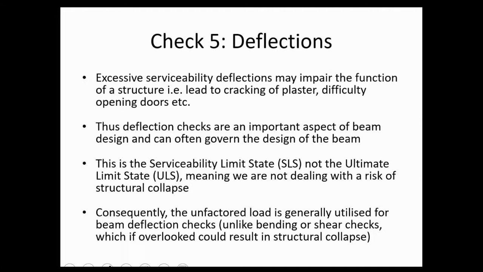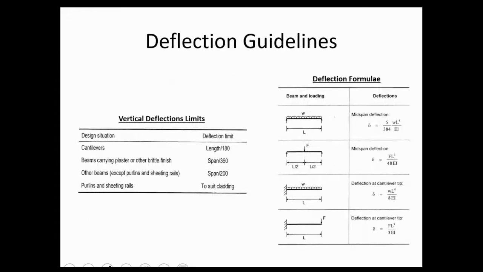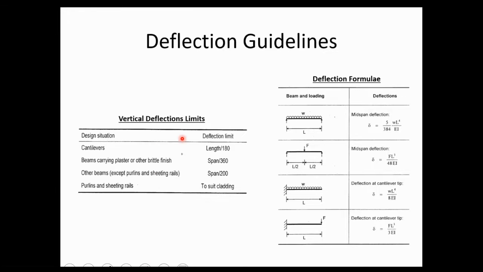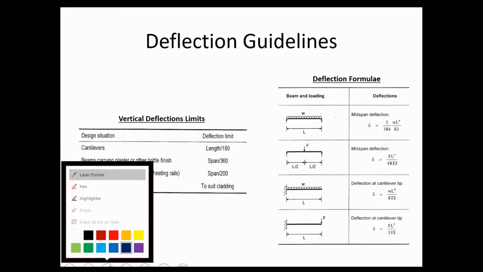Consequently, the unfactored load is generally used for beam deflection checks, unlike bending and shear checks. So we have guidance for this. Vertical deflection limits are usually based on the span or length. If it's a cantilever, the maximum deflection should be the length divided by 180. If it's a beam carrying plaster or other brittle finishes, it's span divided by 360. Other beams, span divided by 200, and so on.